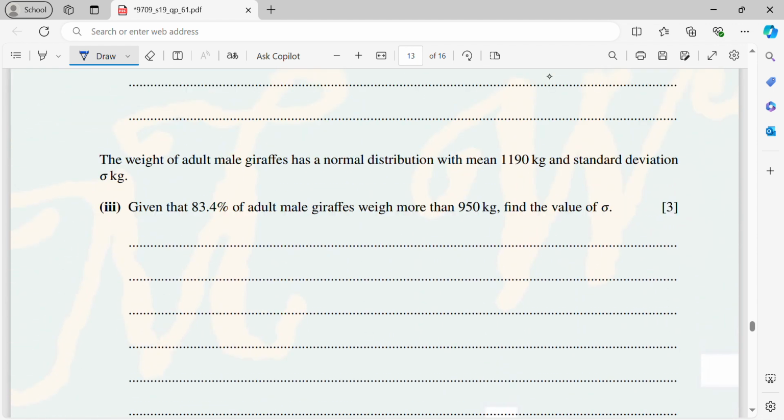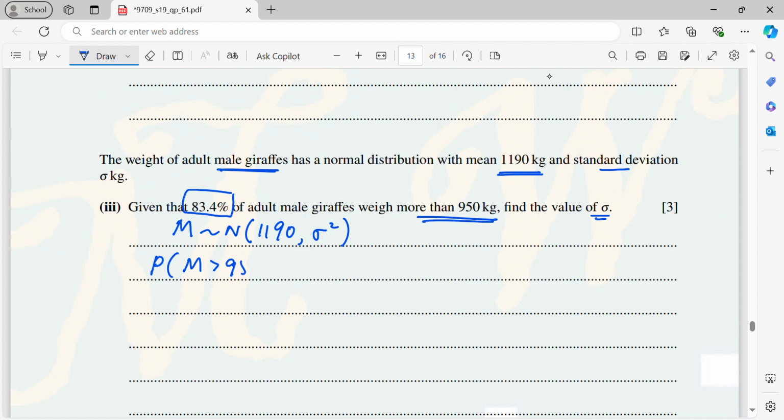Okay, now the weight of adult male giraffes has a normal distribution with mean 1190 kilograms and standard deviation sigma kilograms. So now male, let it be M, normally distributed with mean 1190, then variance is sigma squared. Now given that 83.4% of the male giraffes weigh more than 950 kilograms, find the sigma. Which means P(M more than 950) is 83.4 over 100. Convert the percentage to decimal.